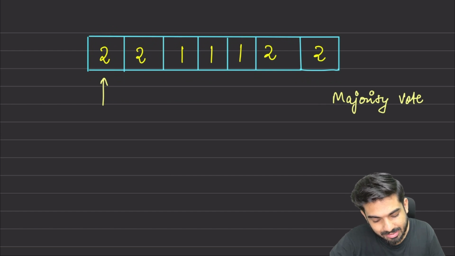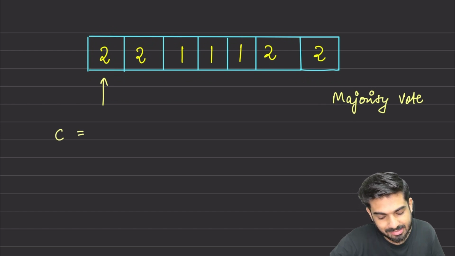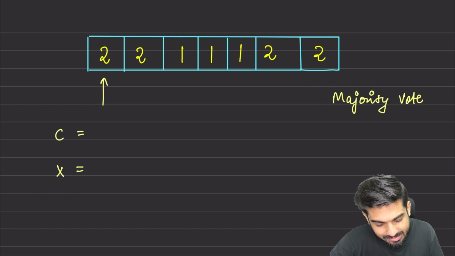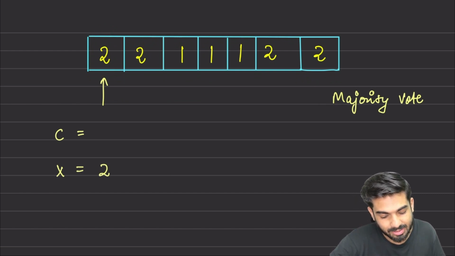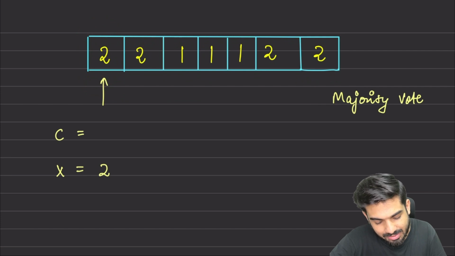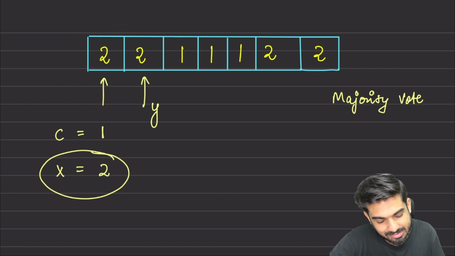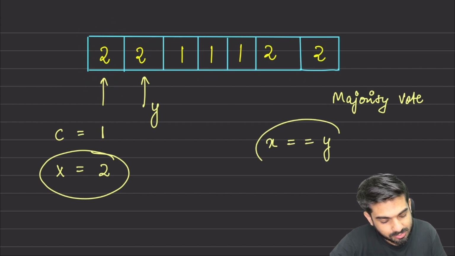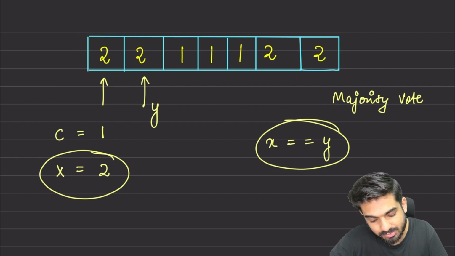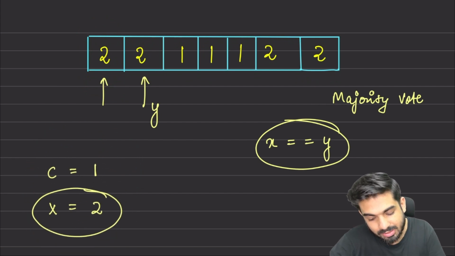So what I can do is take a counter that will count how many times this element is present, and I'll take a variable x, which stores the current majority element. If we see only this part of the array, the element is 2 and it is present one time. As soon as we go to the next position, we see 2 is present again, which means the current element, let's say y, is such that x is equal to y. So I'll increase the value of count. The updated value of count will be 2 here.